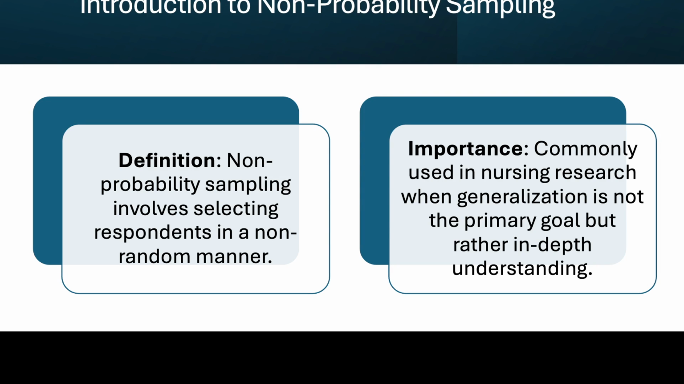By definition, non-probability sampling involves selecting respondents in a non-random manner. So we're not doing it randomly. Not everyone is given a chance, okay, to be part of the study. It is commonly used in nursing research when generalization is not the primary goal, but rather in-depth understanding.